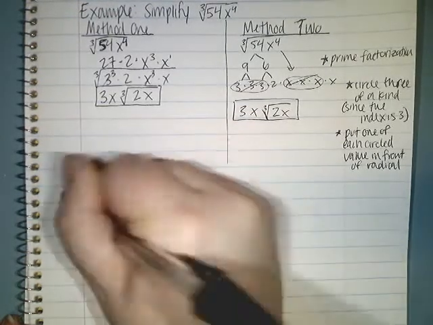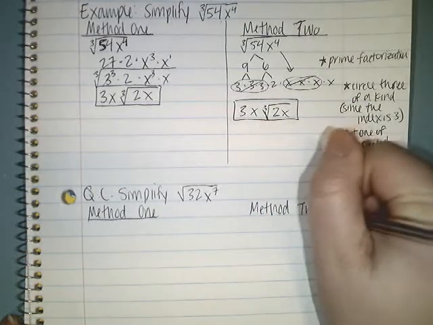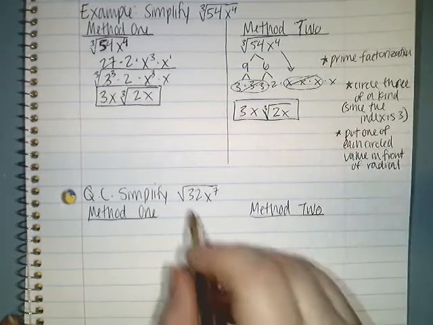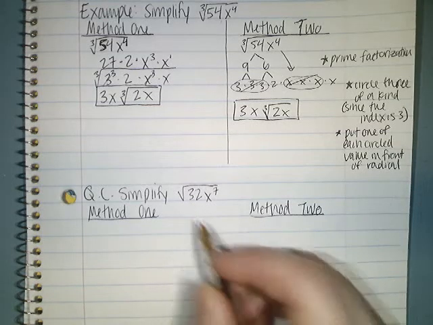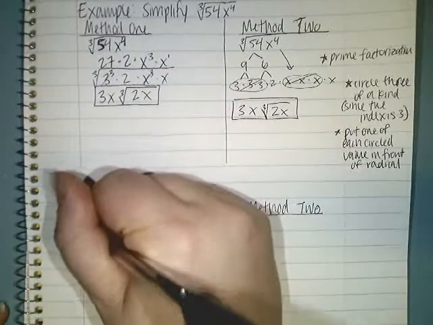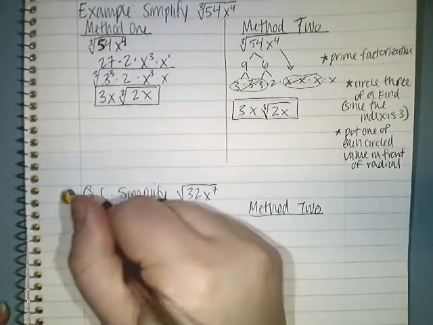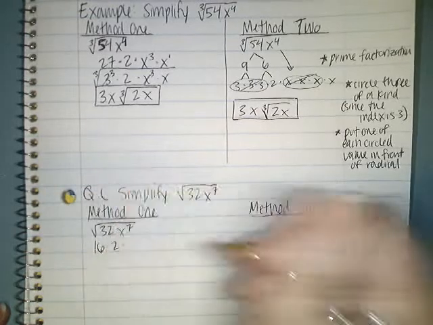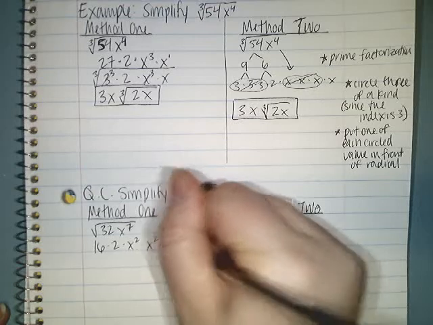Method 1, method 2. So method 1, I recognize that 16 goes into 32. So I'll rewrite this. I have the square root of 32x to the 7th. I recognize that that's 16 times 2 times x squared times x squared times x squared times x.